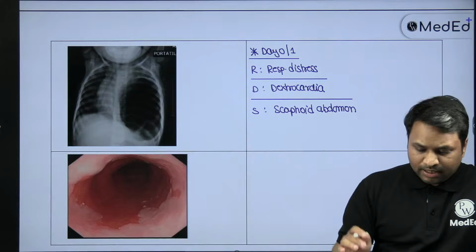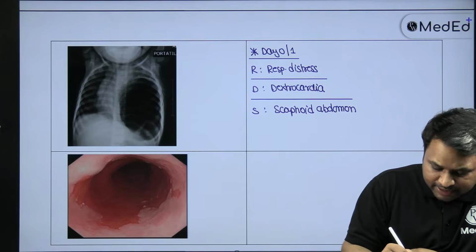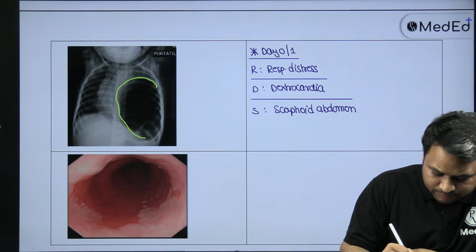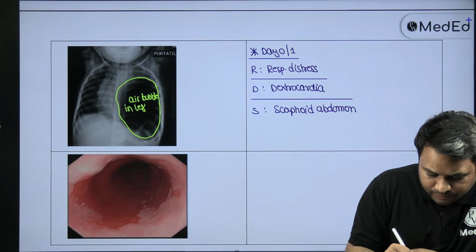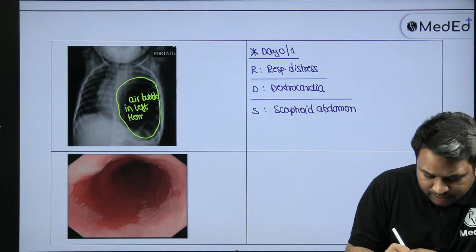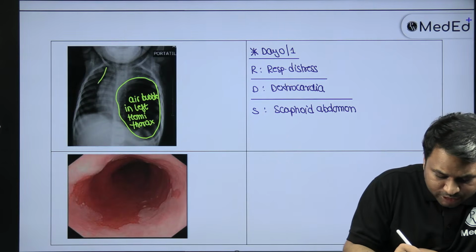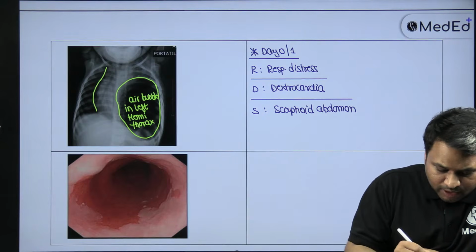Okay. Now, when you look at the radiograph, you see there is a massive air bubble in the left hemithorax. Along with that, you see the heart border shifted to the other side. There is dextrocardia.